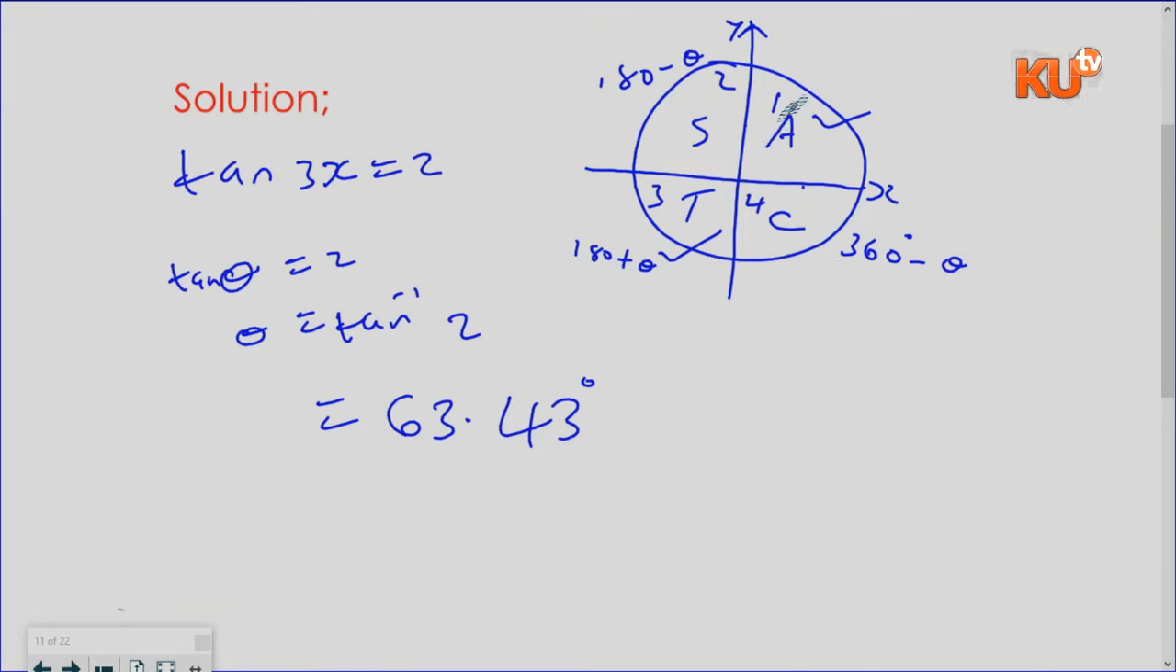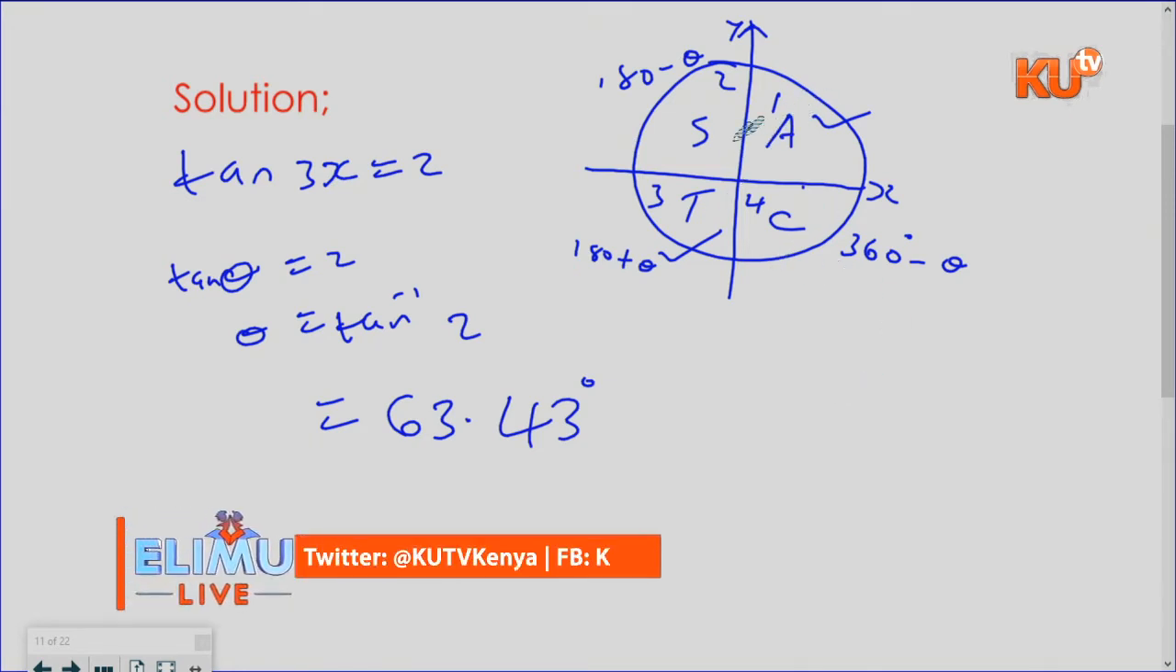So since we know we have to get angles in these particular quadrants, the first quadrant and the third quadrant, we already have an angle in the first quadrant. So our theta here, we have 63.43. Let's get the angle in the third quadrant.